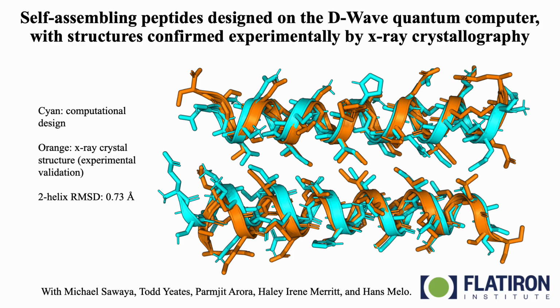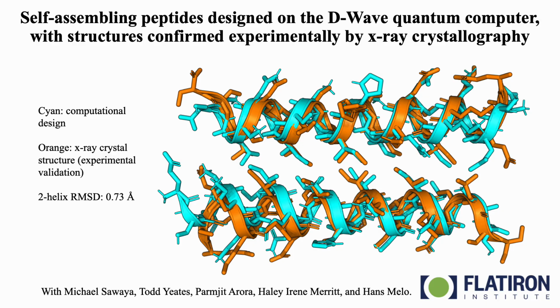In cyan, I'm showing the model that came out of the quantum computer. In orange, I'm showing the X-ray crystal structure. And you can see that we very successfully designed this molecule and designed the interface between these helices. So this works. There's a caveat here. This wasn't better than a classical computer. We could have solved this problem on a classical computer. It was a non-trivial problem, though. We couldn't have solved it by human intuition or by pen and paper or anything like that.